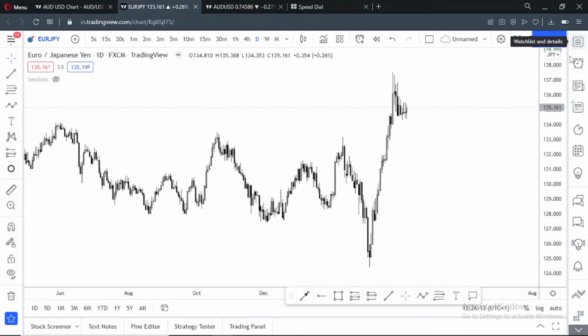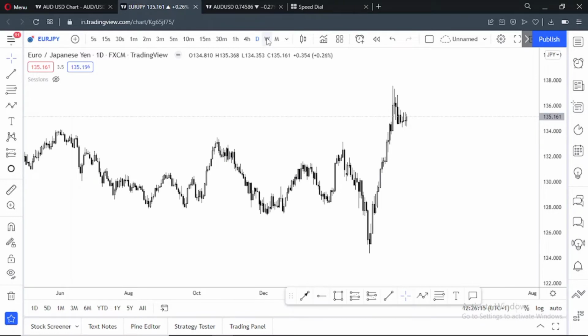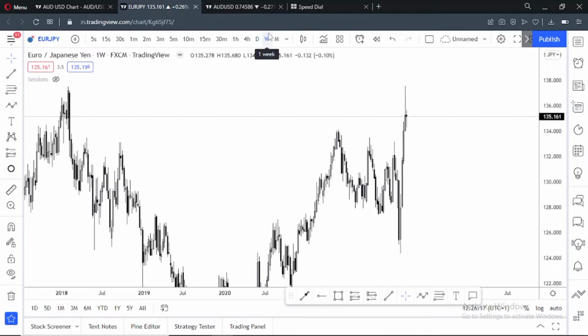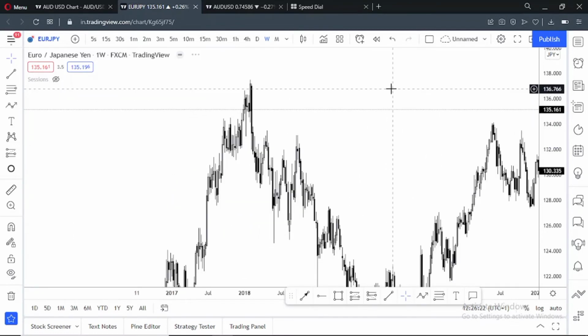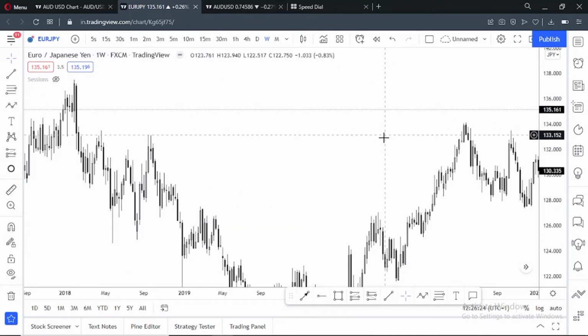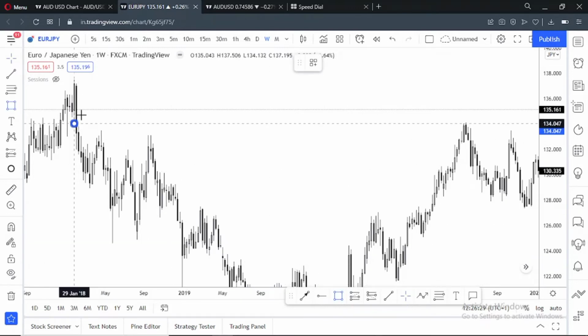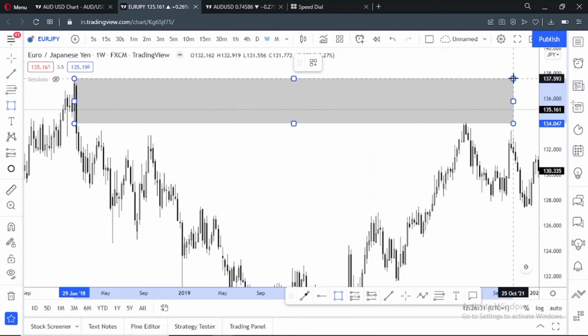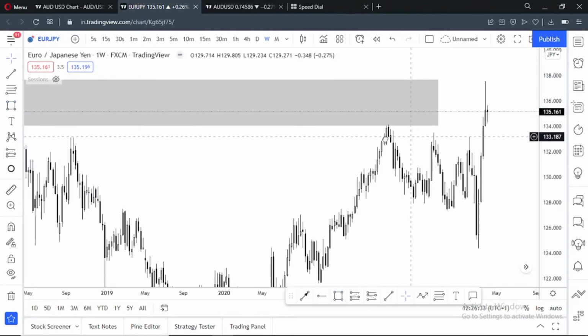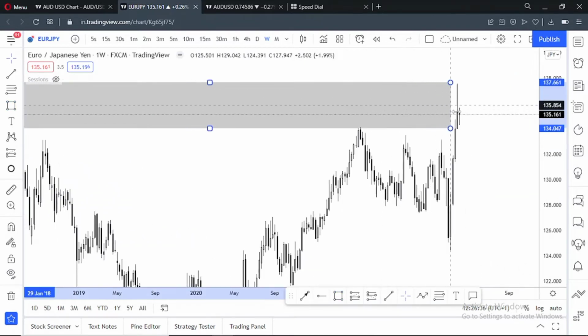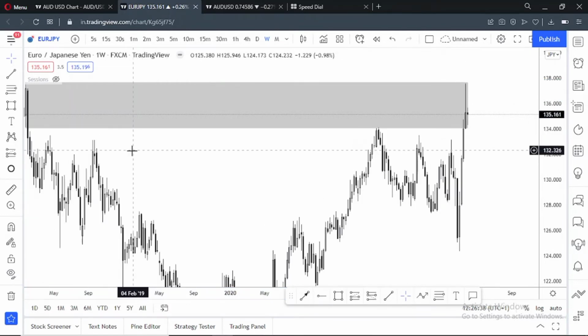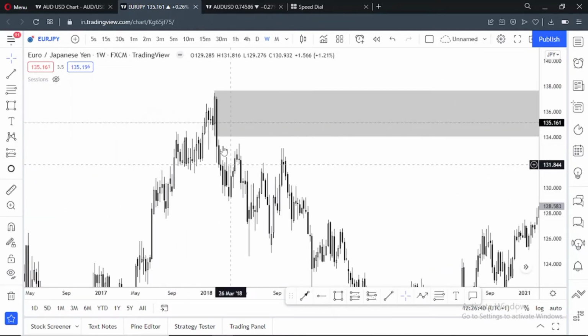Euro JPY. Let's go back to the weekly. Now Euro JPY, I can see, where is price reacting to? Price is reacting to this zone here on the weekly. Now this is a supply zone that has been formed since like February 2018. That's crazy. That's wild.